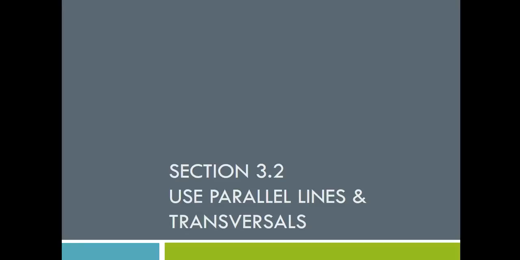This is Geometry Section 3.2, Use Parallel Lines and Transversals. So in 3.1 we talked about corresponding angles, alternate exterior and alternate interior angles, and consecutive interior angles. Now if the lines are parallel with the transversal, some special things happen with those types of angles.